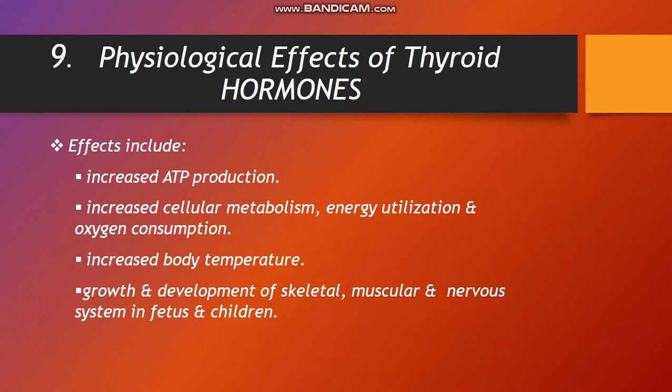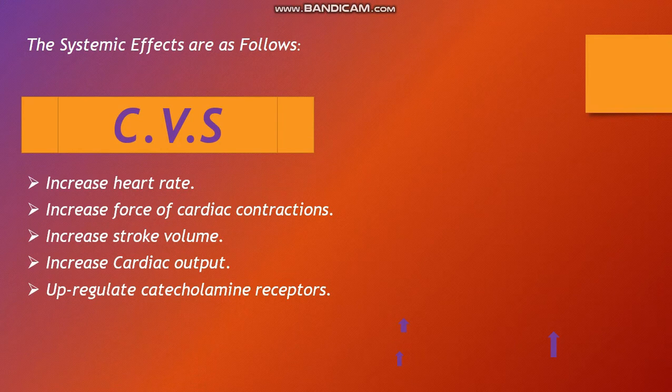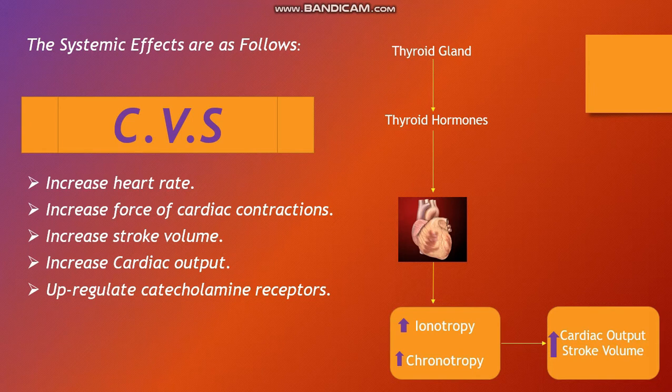Systemic effects are as follows on CVS, very much important. Increased heart rate, increased force of cardiac contraction, increased stroke volume, increased cardiac output, upregulation of catecholamine receptors, thyroid hormones. Inotropy and chronotropy, these are the terms for the force of contraction and for the rate of the heart contraction. The inotropic effect and chronotropic effect are of which? Of thyroid hormones on the heart. You're looking here, cardiac output is increased and stroke volume is increased.